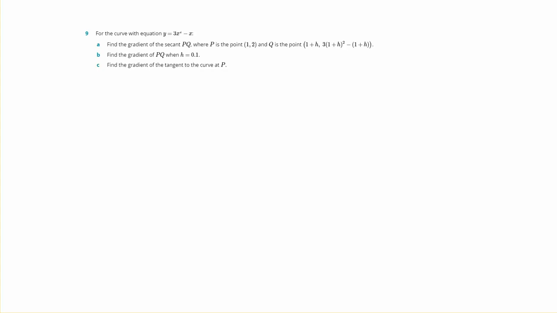living methods. We can look at exercise 17.8, question 9, and question 13. So for question 9, we've got a question of a curve, and we want to find the gradient between this point and that point. Okay, so that's pretty straightforward.